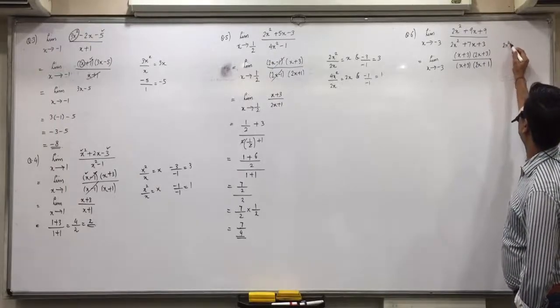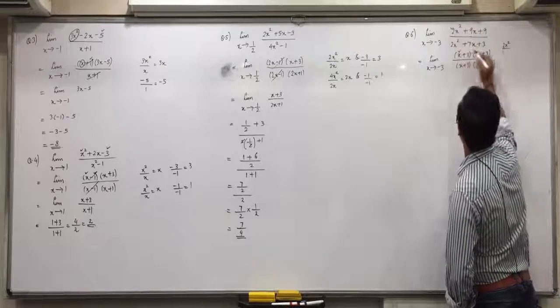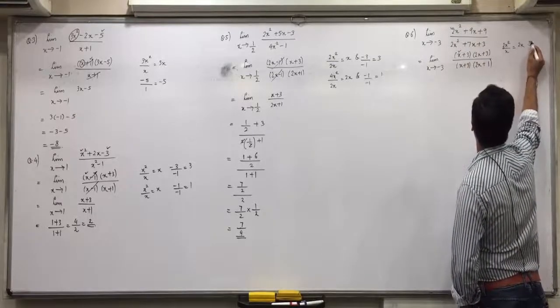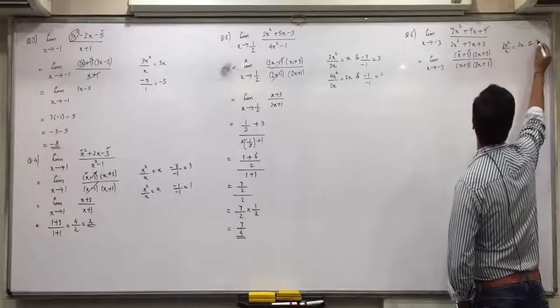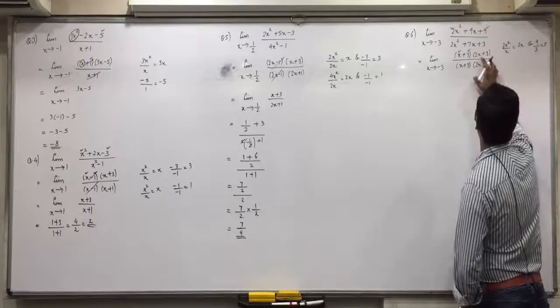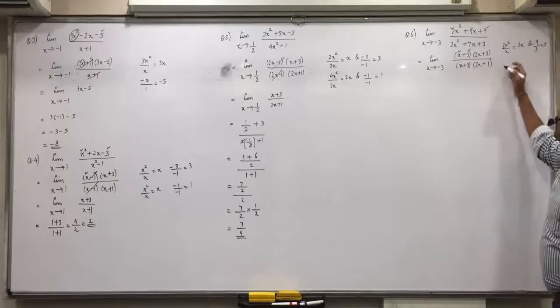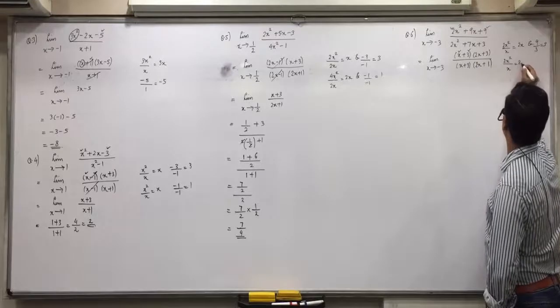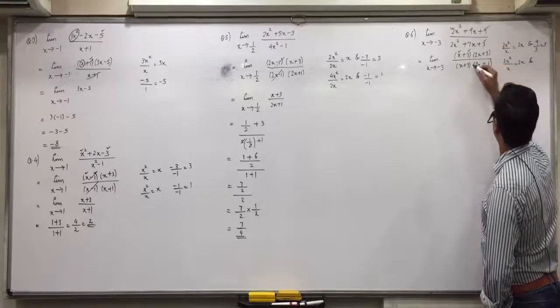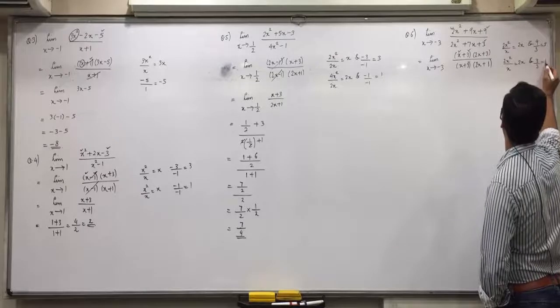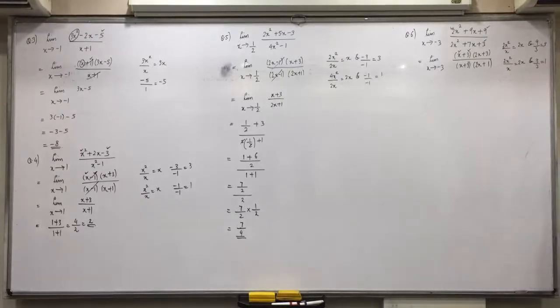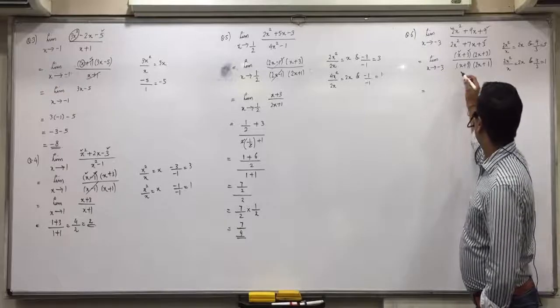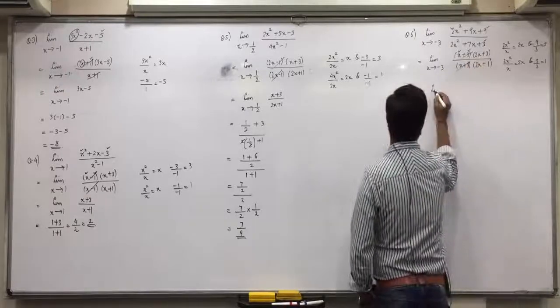First term 2x square divided by x is 2x, and last term 9 divided by 3 is 3. So 2x plus 3. Here again, first term 2x square divided by x is 2x, and last term 3 divided by 3 is 1. So 2x plus 1. Did you understand this everyone? First term divided by first term, last term divided by last term. So x plus 3 will get cancelled.